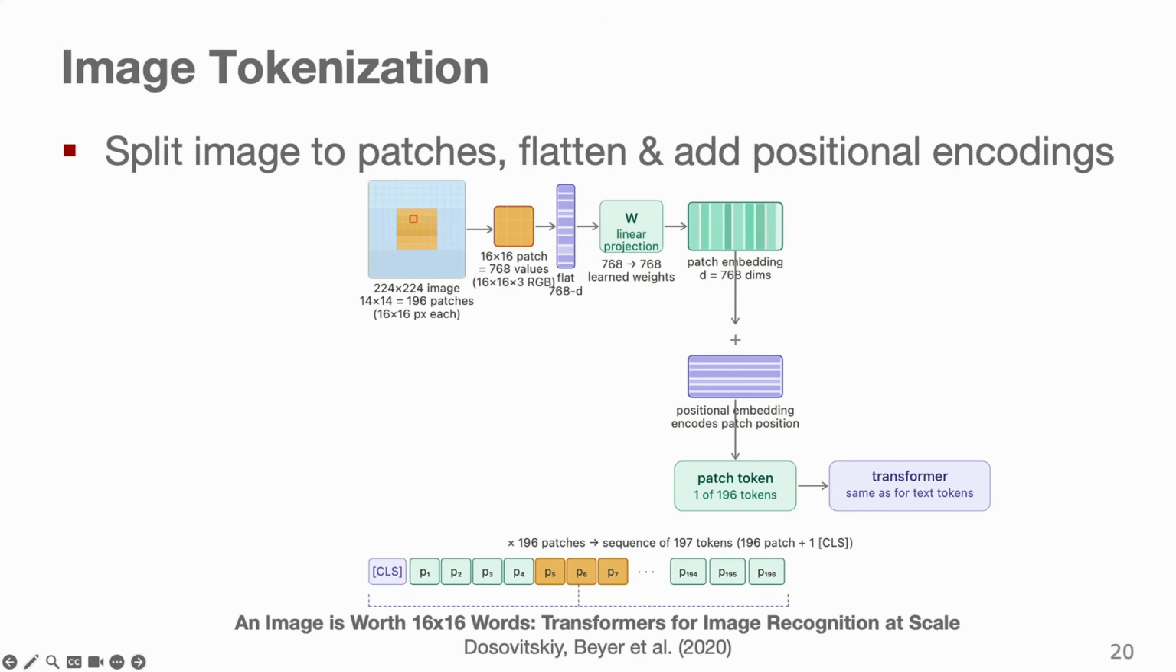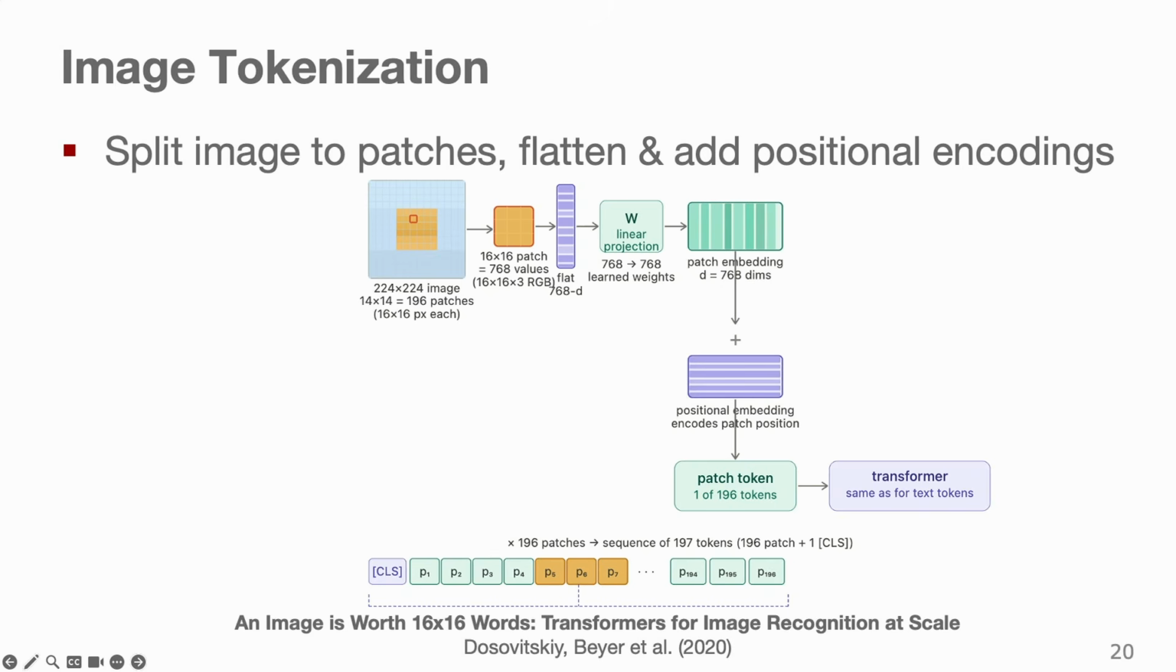That gives you 196 patches. And then you flatten each of these into a vector, project this linearly, and then you add a positional encoding to tell the transformer where in the image each patch came from. And you're done. So now you have 196 tokens that all look exactly like text tokens to the transformer.